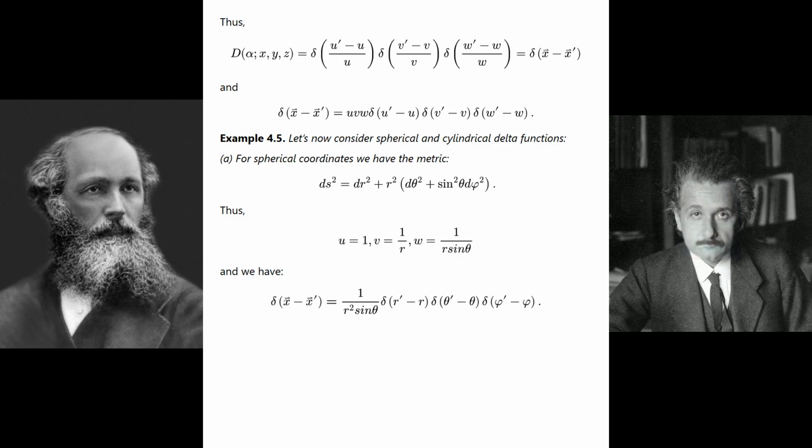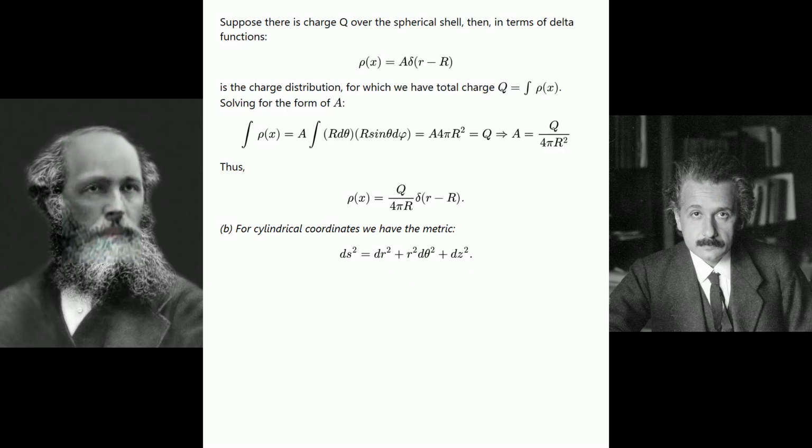Example 4.5. Let's now consider spherical and cylindrical delta functions. A. For spherical coordinates we have the metric. See the next equation. Thus u equals 1, v equals 1 over r, w equals 1 over r sin theta. And we have delta of x minus x prime, bold, equals 1 over r squared sin theta delta of r prime minus r times delta of theta prime minus theta times delta of phi prime minus phi. Suppose there is charge q over the spherical shell.